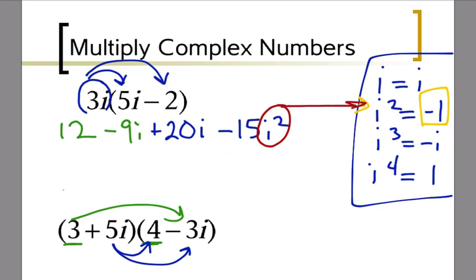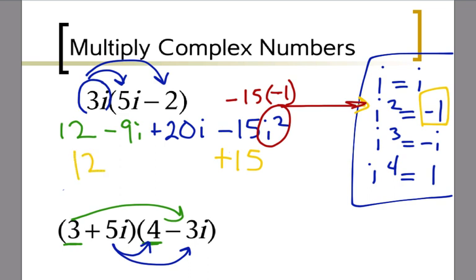And so, first of all, before I even get simplifying yet, I should see that my i squared again is negative 1. So really this is negative 15 times negative 1. So I could reduce that to be positive 15. And then I have over here 12.